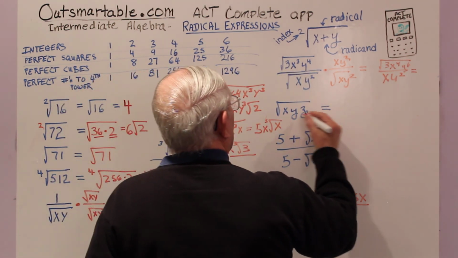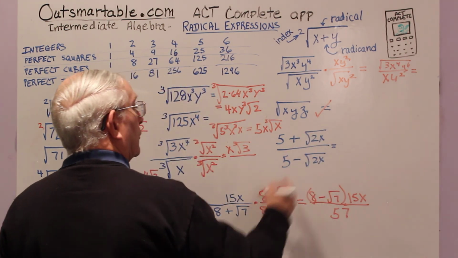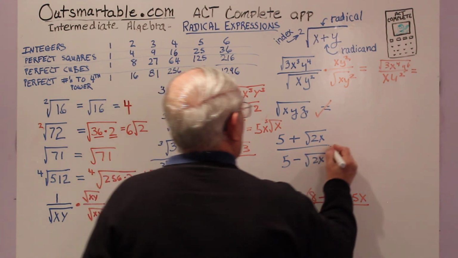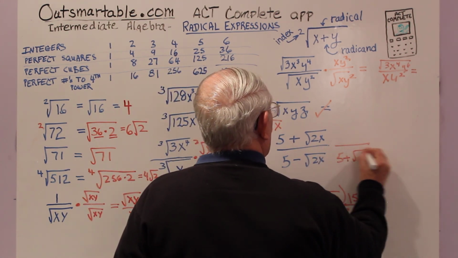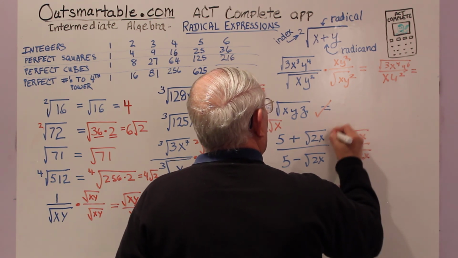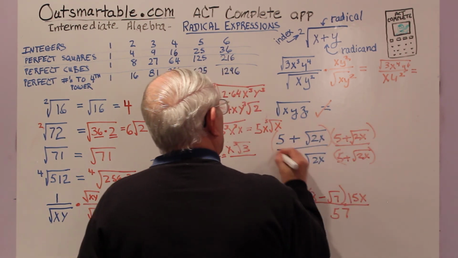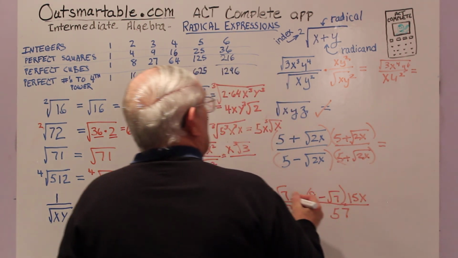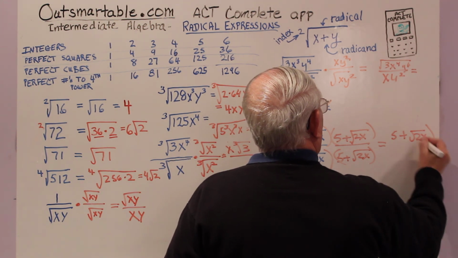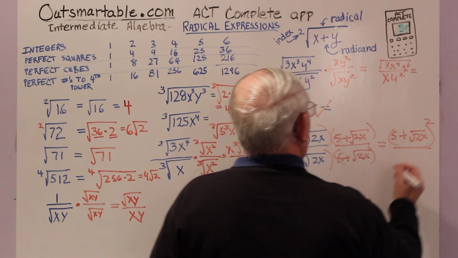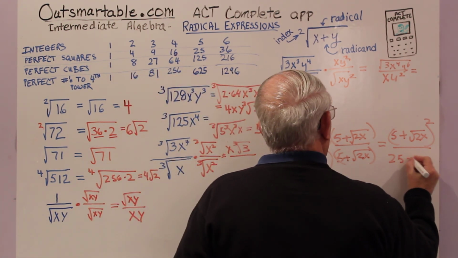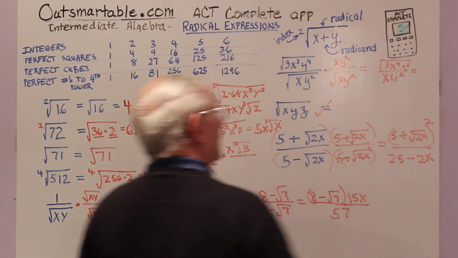Nothing we can do to simplify that, so that's in simplest form. What would you do to this one? Multiply times the conjugate again, right? 5 plus the square root of 2x, 5 plus the square root of 2x. Probably want to put this all in parentheses. In the numerator you get 5 plus square root of 2x quantity squared, and in the denominator what are you going to have? 25, that's the square of the first term, minus 2x.